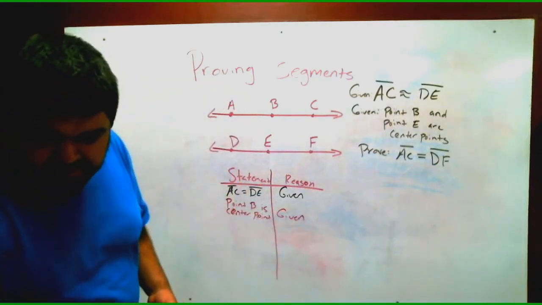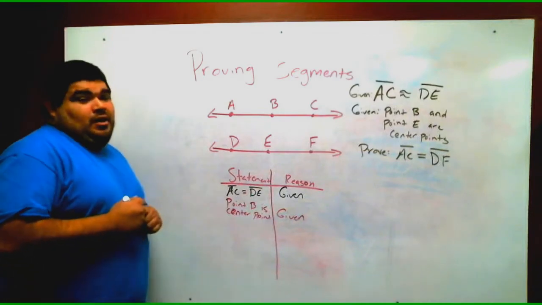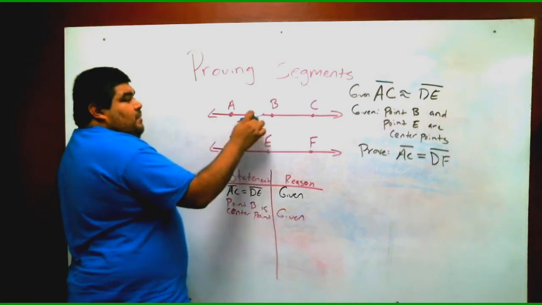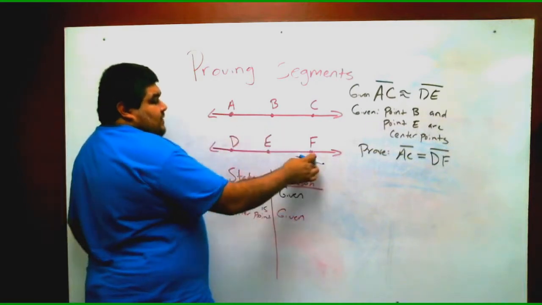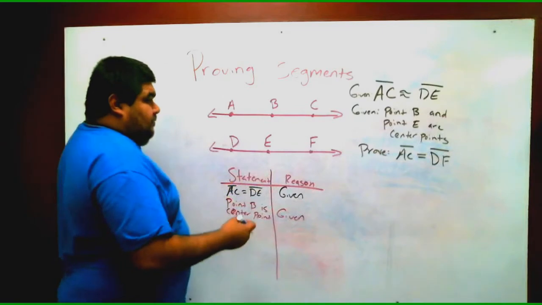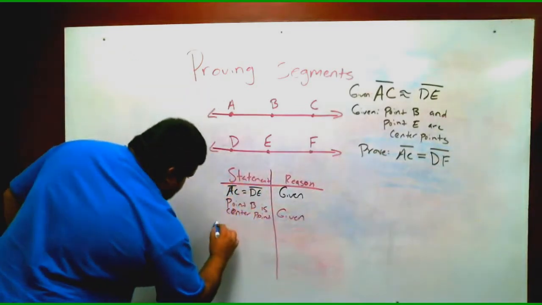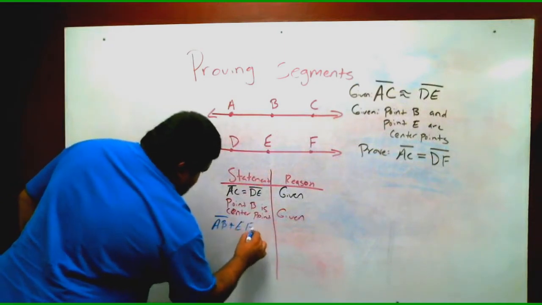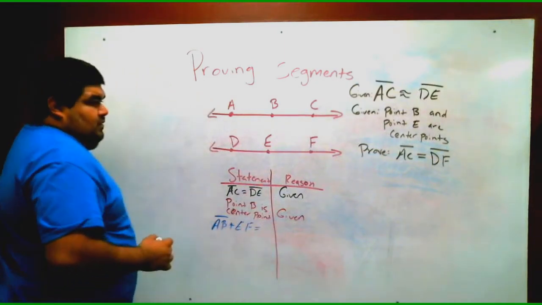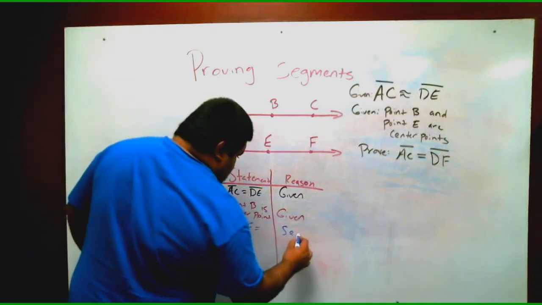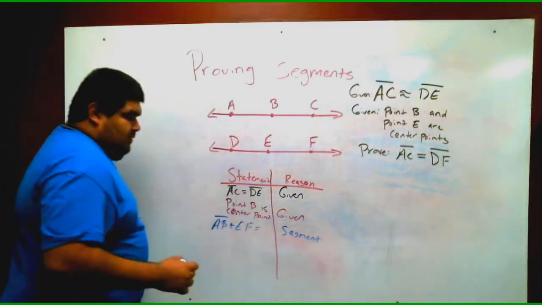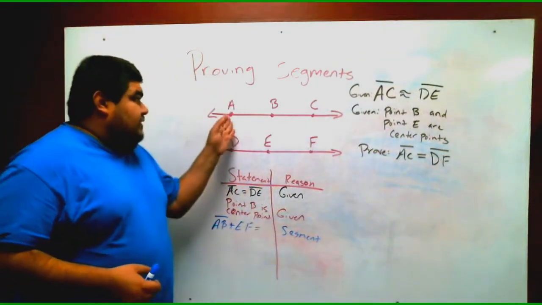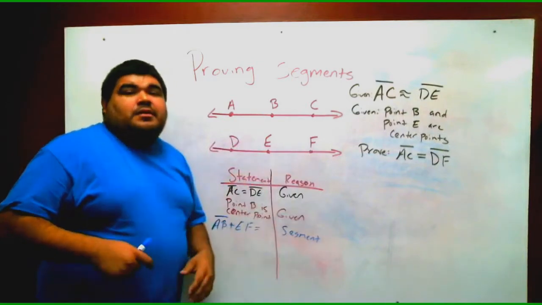What else can we say about these segments? We can also say that if B is center and E is center, we can say that AB plus EF also makes a segment. So we can say AB plus EF equals a line segment, because they're the same, right? The distance between both of them.